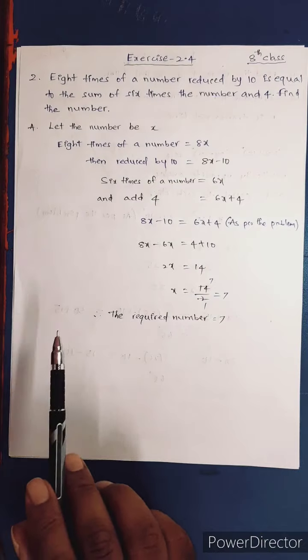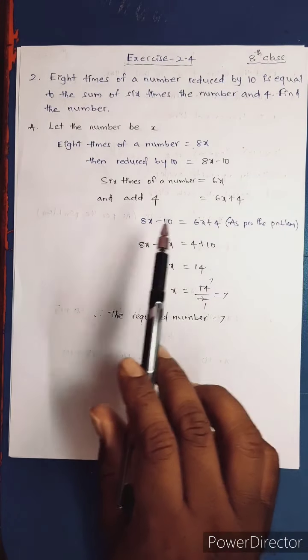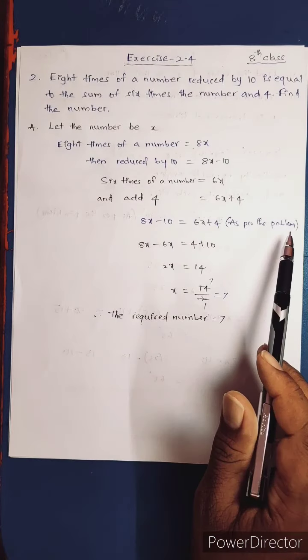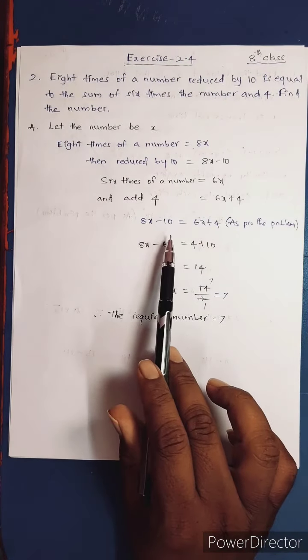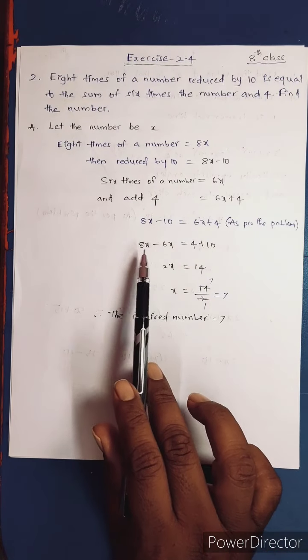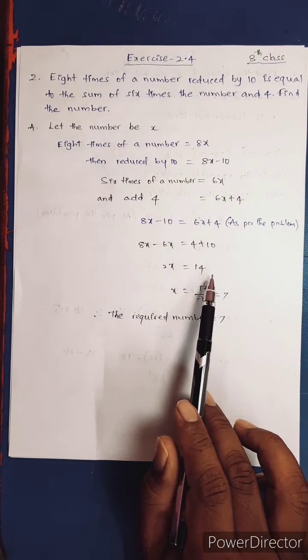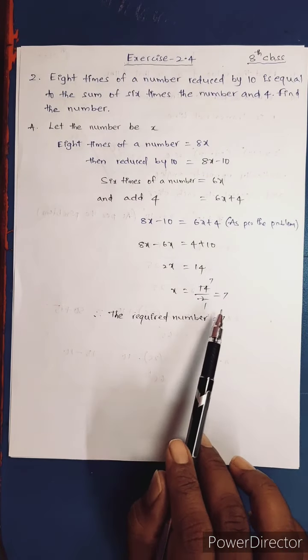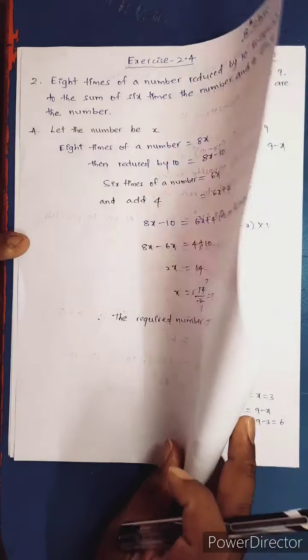8 times a number, 8x, reduced by 10 means minus 10. 6 times the same number, 6x, add 4, 6x plus 4. As per the problem, both are the same. 8x minus 10 is equal to 6x plus 4. All variables to one side, 8x minus 6x is equal to 4 plus 10. 2x is equal to 14, x is equal to 14 by 2 gives 7. So the required number is 7.